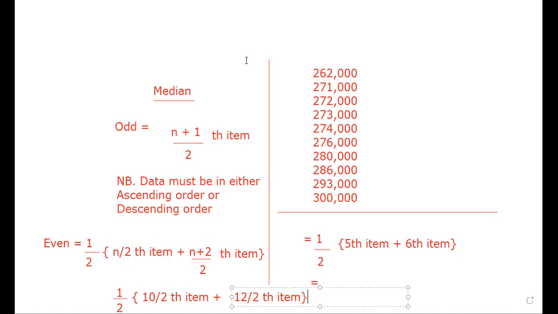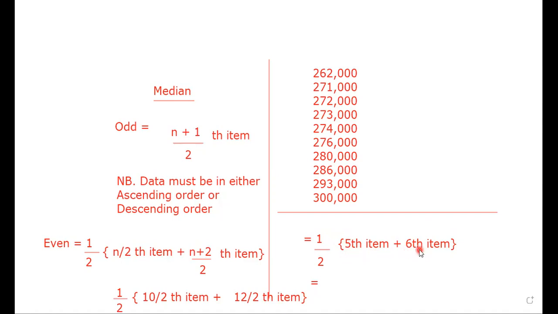10 divided by 2 gives you 5. You write 5, you return th item, so it becomes 5th item. Plus, we have written it here, 12 divided by 2. 12 divided by 2 is 6. You write 6, then you bring down th item so that it becomes 6th item. So that gives us a half into bracket 5th item plus 6th item.